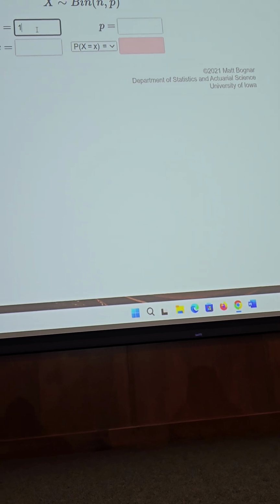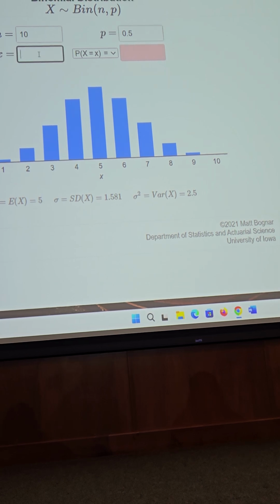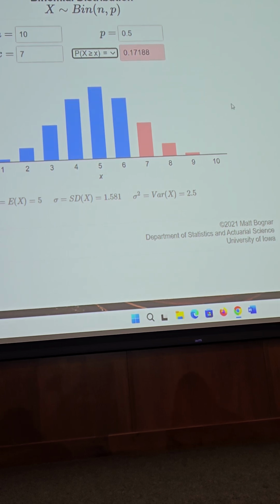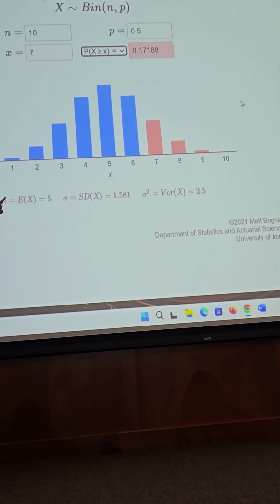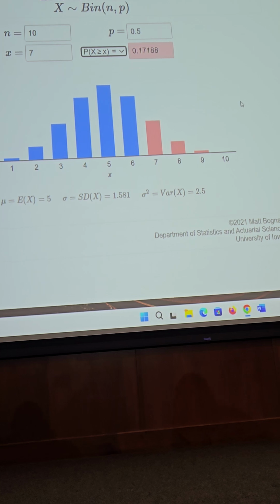Remember, n is 10, p is 1/2 or 0.5. And we want the area greater than or equal to 7, or the probabilities from 7 bigger. So I'll do 7 and then greater than or equal to. So I'm finding the probability x is 7 plus 8 plus 9 plus 10. What does that give you? My p-value is equal to 0.171.